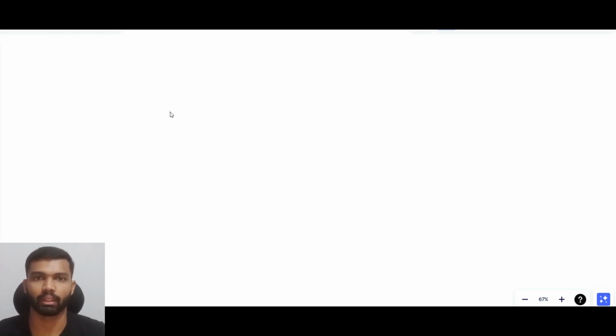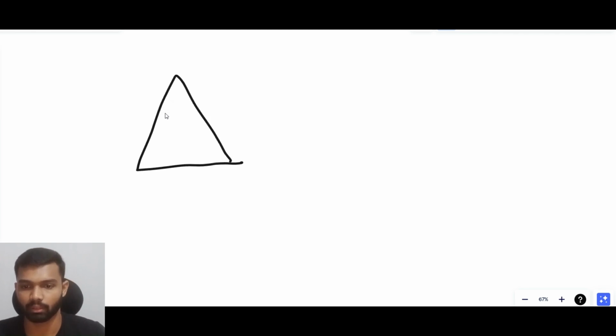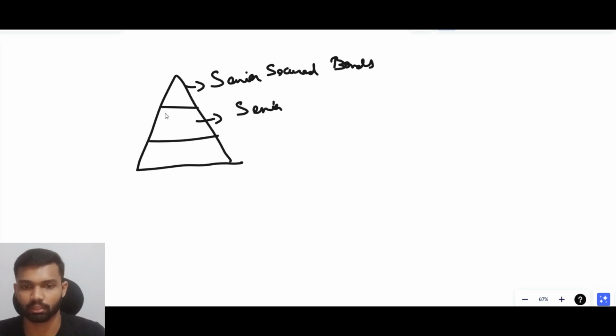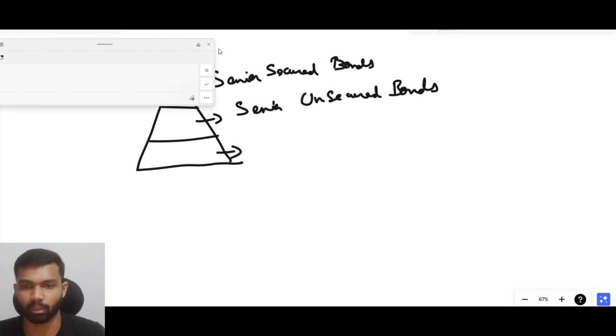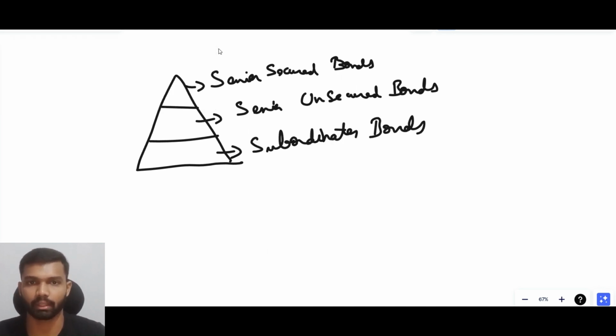In normal company bonds, the payment priority acts like a pyramid. We can classify the pyramid into three types. The first one is the secured bond, or senior secured bond, the second one is the senior unsecured bond, and the third one is the subordinate bond. Okay, this is the payment priority while investing in a bond. The top has a higher payment priority.